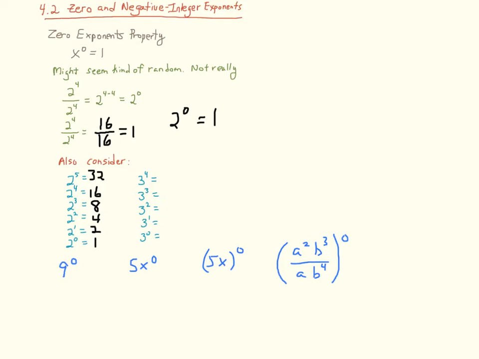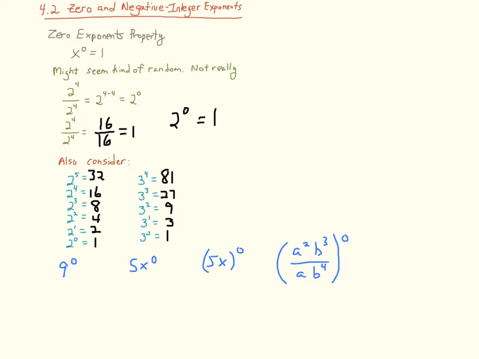If you think about powers of 3, 3 to the 4th is 81. 3 to the 3rd is 27, which is 1/3 of 81. 3 squared is 9, which is 1/3 of 27. 3 to the 1st is 3, which is 1/3 of 9. So 3 to the 0 has to be 1/3 of 3, which is 1. So let's look at some examples here.